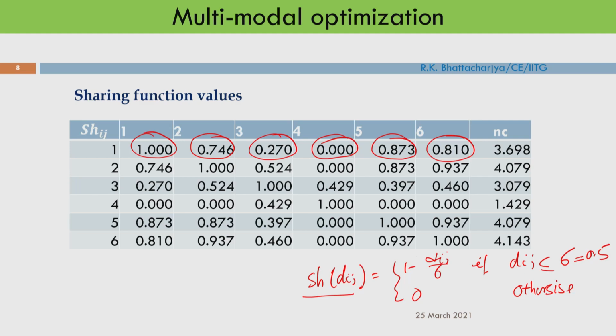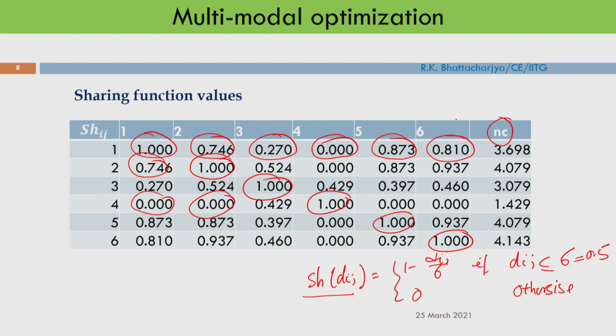Similarly, I am calculating the sharing function value for the other solutions, and you can see the diagonal values are 1 because the distance is 0. Okay. I am getting 0 and 0 here because the distance is more than sigma, sigma is 0.5. So, I have calculated the sharing function value for all these solutions.